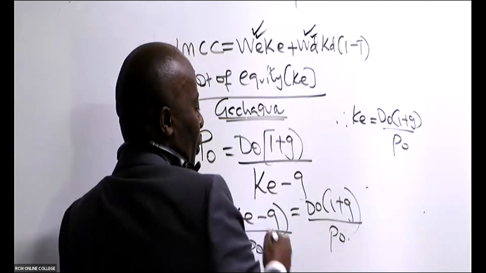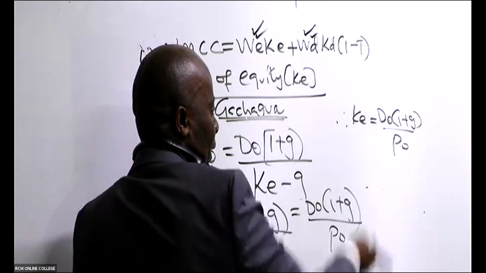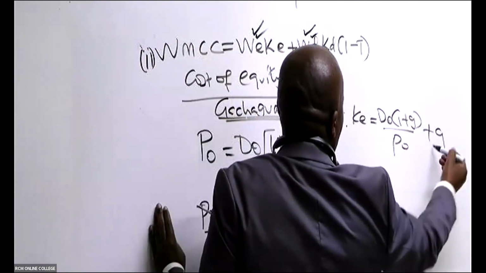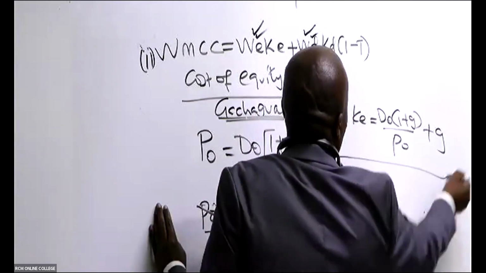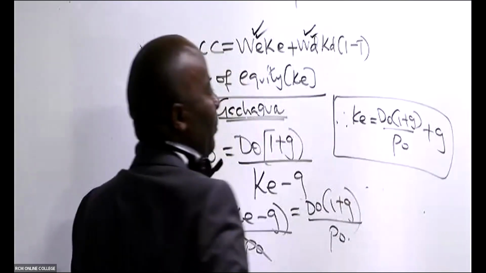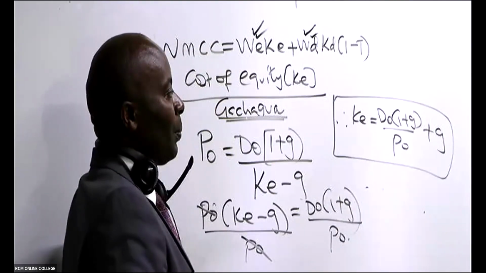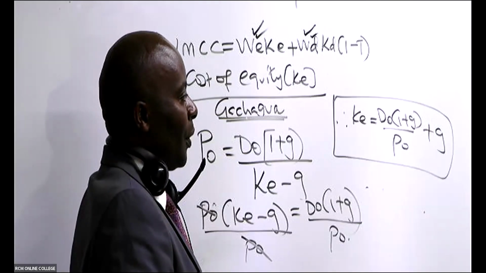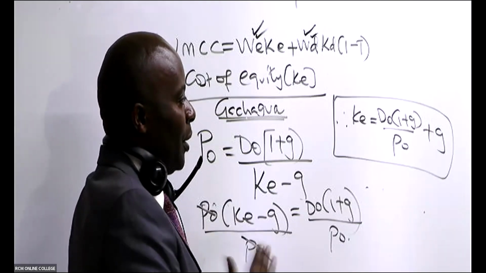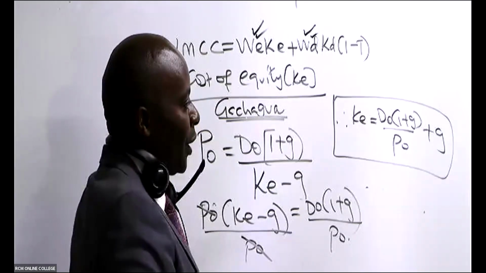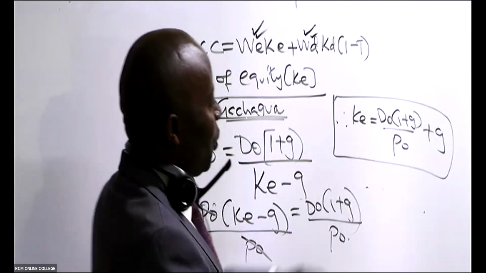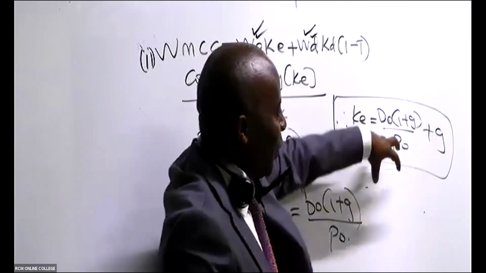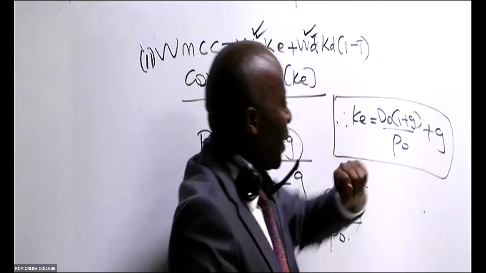And then at the end of the day, there is this G which has to cross over. So plus G. Great. And I saw some guys who were able to get this. So KE equals DO into 1 plus growth rate, all over PO. Don't add this G to the numerator alone. First of all, you compute this, and then you add the G to it.